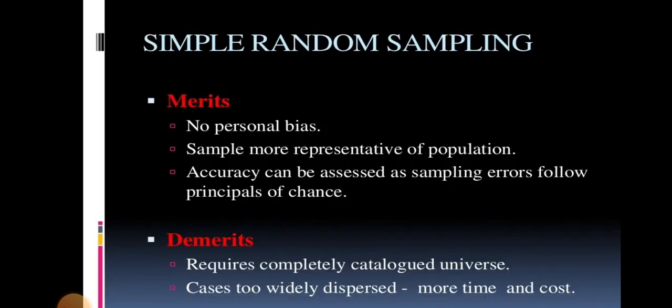So what are the merits of simple random sampling? There is no personal bias in simple random sampling. The sample is more representative of the population. Accuracy can be assessed as sampling errors follow the principle of chance. What are the demerits of simple random sampling? It requires a complete cataloged universe. Cases are too widely dispersed, it takes more time, and because of more time there is more cost.